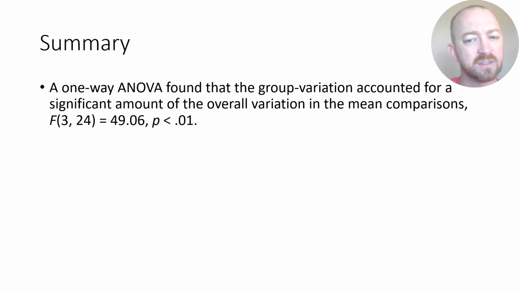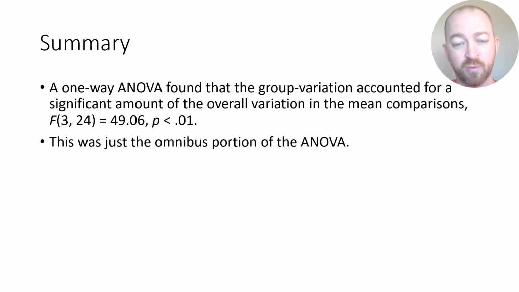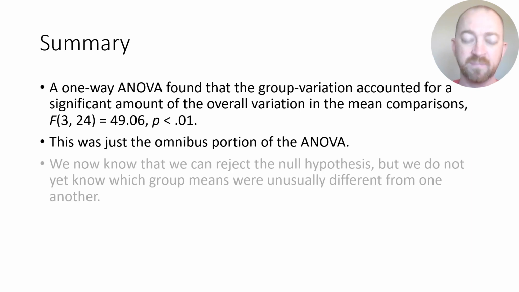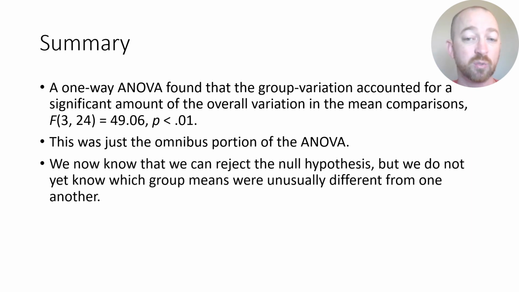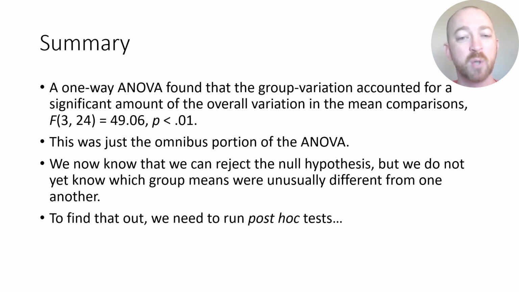Okay, now some things we don't know, however, are important. At this point, all we've done is the omnibus portion of the ANOVA. In other words, all we've done is decide which of our hypotheses is true, the null or the alternative. And our evidence so far supports the alternative hypothesis. So we now know that it's safe to reject the null hypothesis, but we don't know which group grew faster than which other group. For that, we have to do something called a post hoc test.